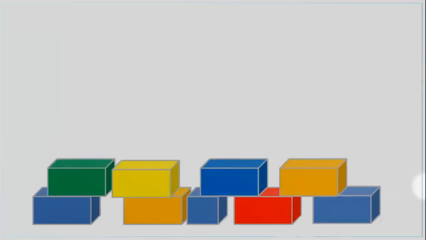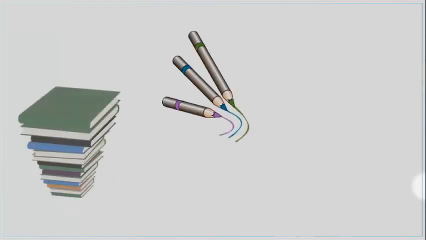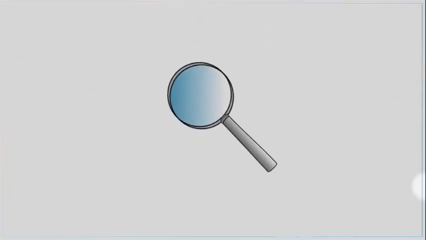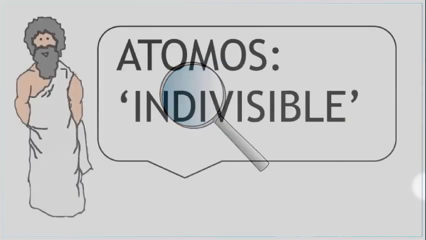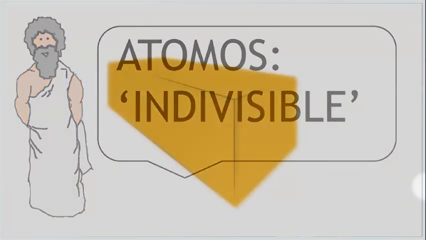Atoms are the building blocks of matter. Your books, your pencils, your clothes, and even the air are made up of atoms. Atoms are extremely small. They cannot be seen with the naked eye, or even a magnifying glass. The word atom comes from the ancient Greek word atomos, which means indivisible.